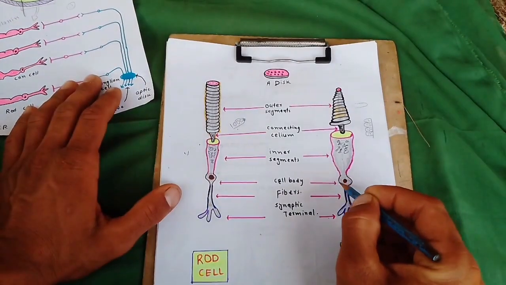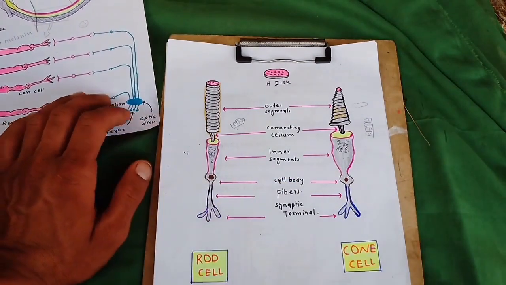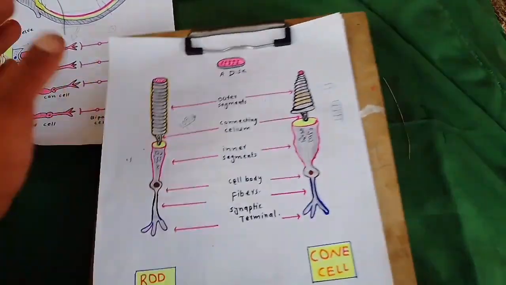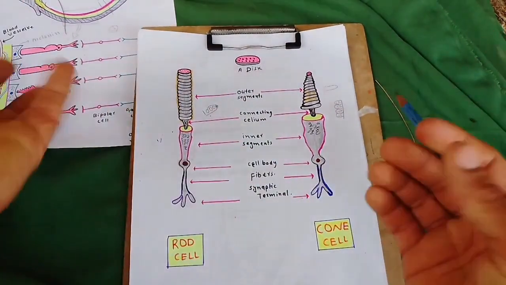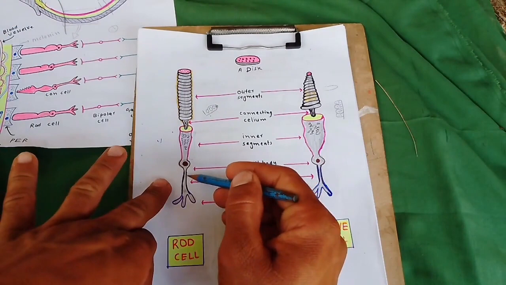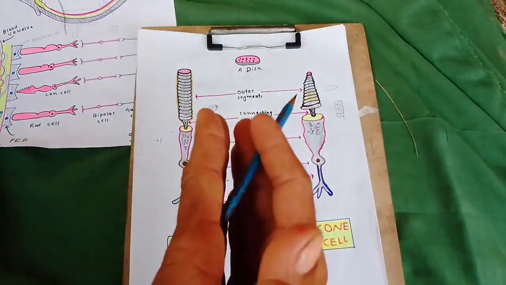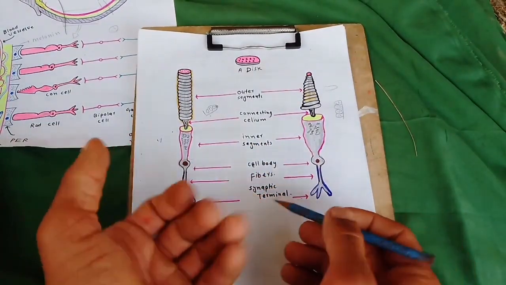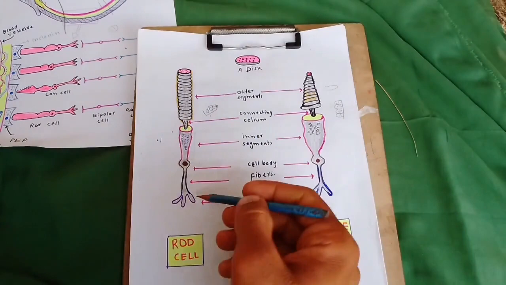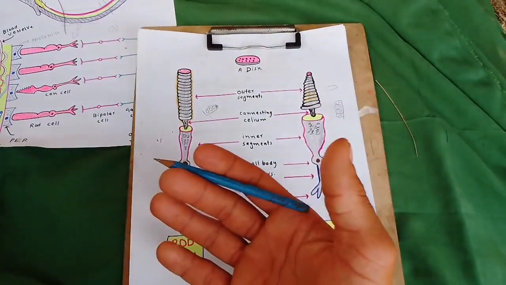What is the cell body? This part is called the cell body. It has some similarity with the neuron cell body because it contains the nucleus, and the nucleus is called the brain of the cell. From the cell body arises a thick fiber, a thick cell extension, and at the end are the synaptic terminals, just like a neuron's synaptic terminal.